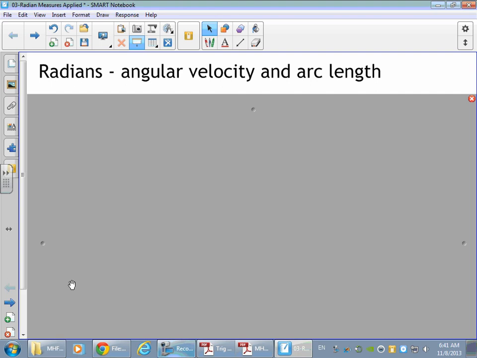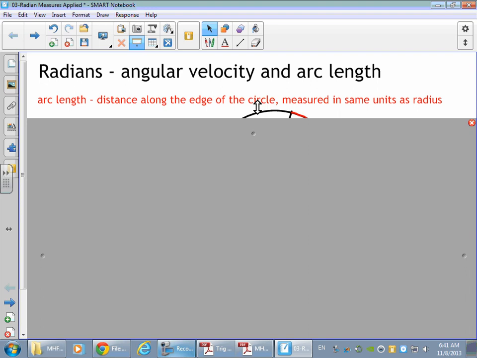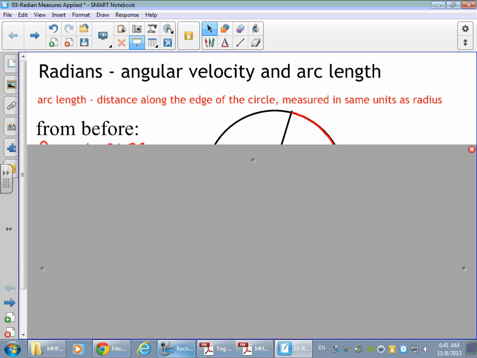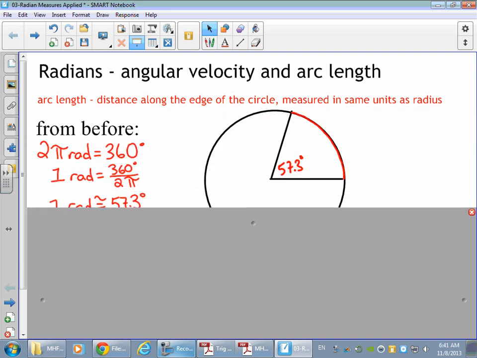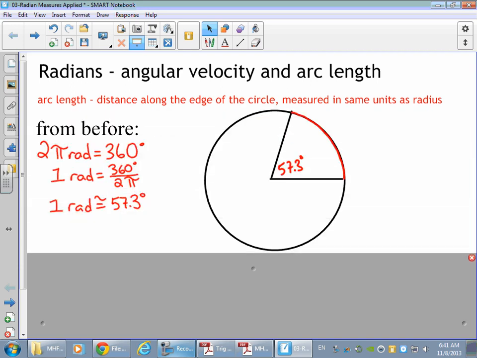Okay, welcome back. Today we're going to look at, fairly quickly here, angular velocity and arc length, two concepts that go with radians, and terms that you'll see as you do questions, word problems in particular. Arc length, pretty straightforward, is the distance along the edge of the circle, and it's measured essentially in radians, or at least in the same units as radians are.